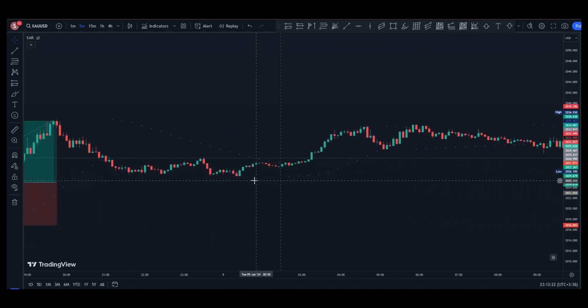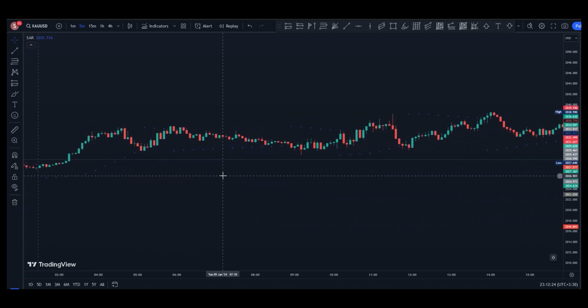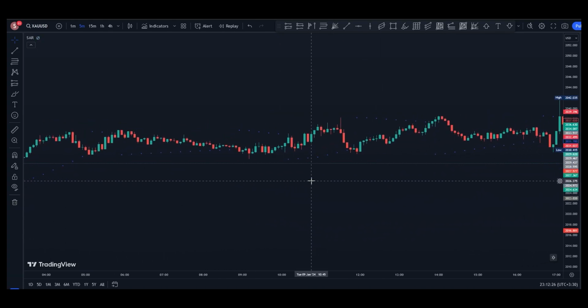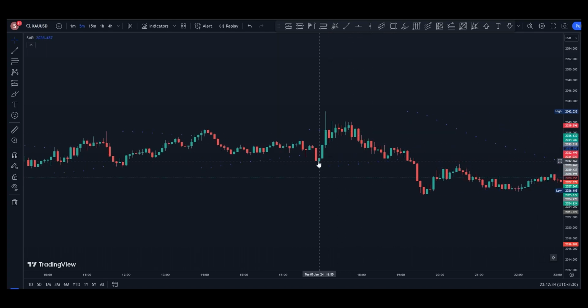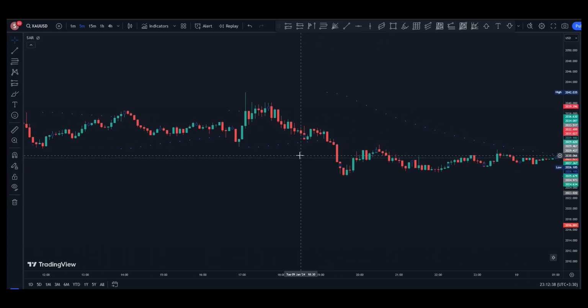Well, let's go one day further. As you see, we have an error here, we have an error here, we have a failed trade here, too many failed trades. Well, but mostly I prefer to use this indicator to trail the stop loss.